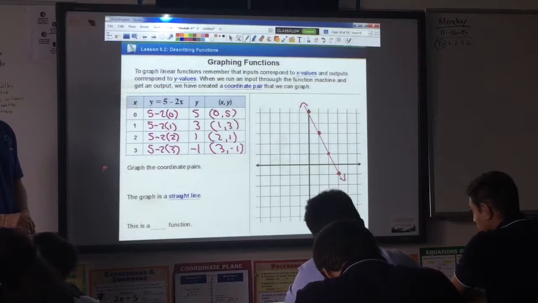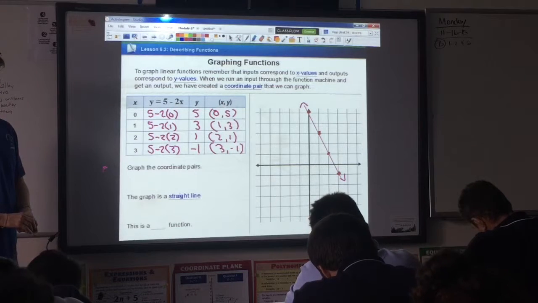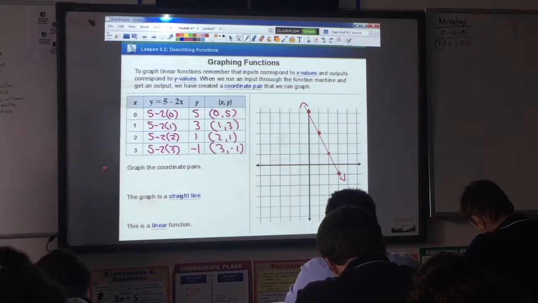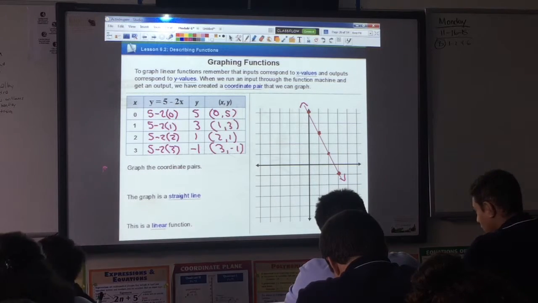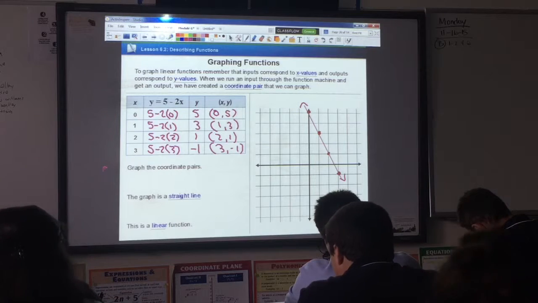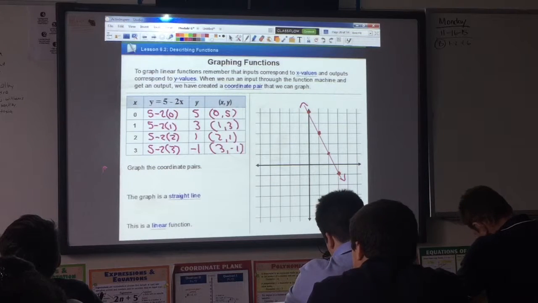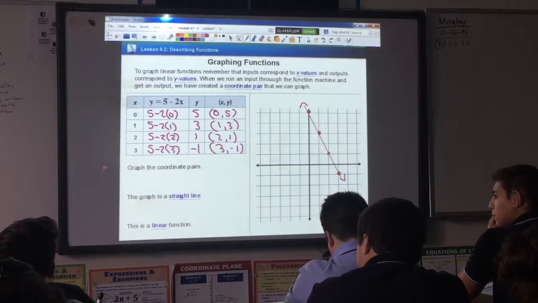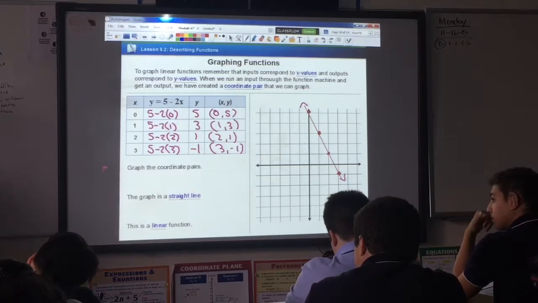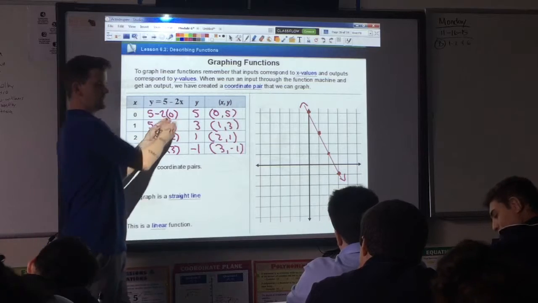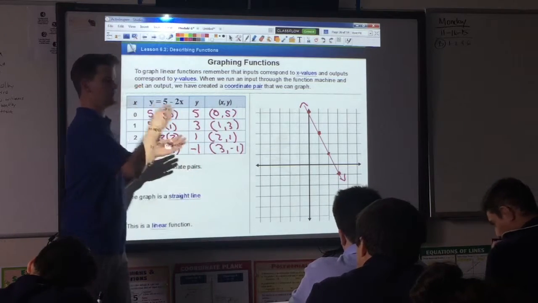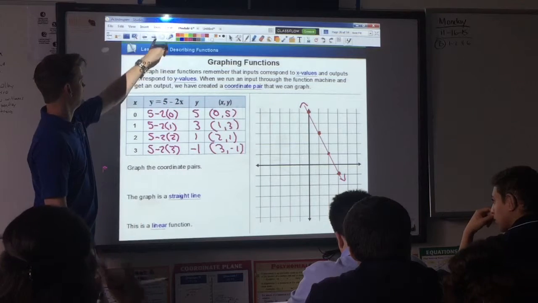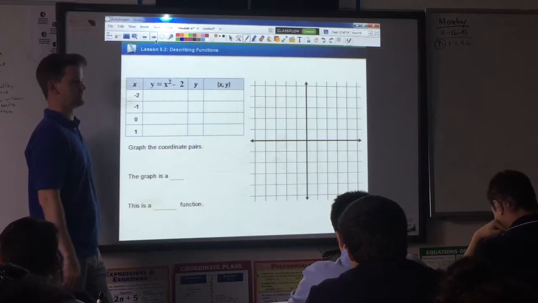Is this a linear function or nonlinear? What do you think? Linear. It's a linear function. It's a straight line. Good memory. So it's a linear function. Straight line, linear function. All you're doing is substituting in, get your coordinate pairs, you graph it and see if you have a straight line or curved line. If it's not a straight line, well, let's see what happens.